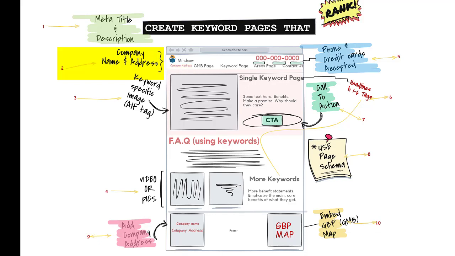Number 3, use an image that is keyword specific. So go to Google, type in car accident chiropractor, and see what images come up in Google Images. Don't use a picture of a horse or a picture of your child because you like that picture. You have to use a picture that's associated with that keyword.